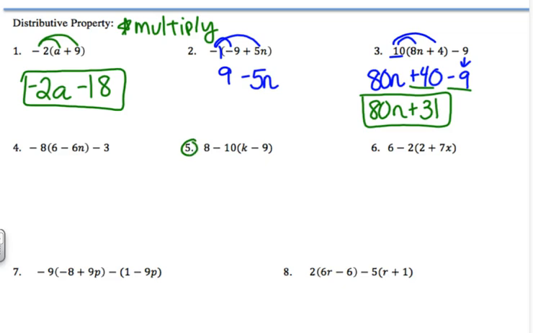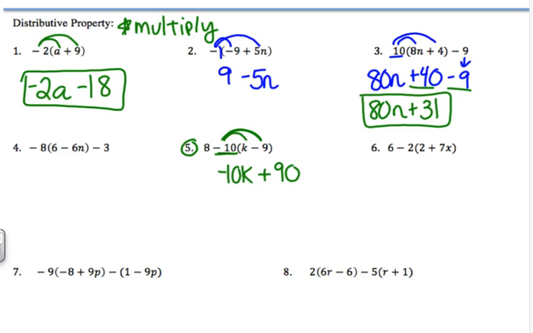So 5 is tricky because you've got 2 numbers in front of the parenthesis, and so you're probably concerned about which one to distribute. Now you need to look at the number that is directly in front, and it's confusing because it's a negative 10, not a subtract 10. So you need to distribute this negative 10 to the k, and this negative 10 to the negative 9. So negative 10 times k is negative 10k. A negative times a negative is positive. 10 times 9 is 90.